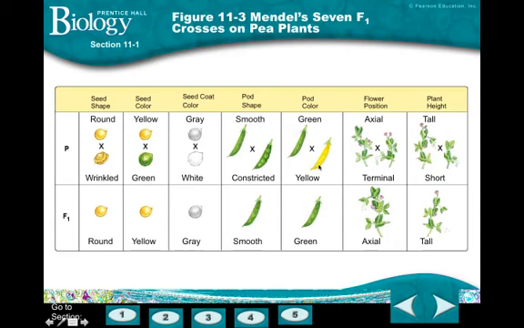Have you ever had green and yellow beans? Yum. Okay, I'm getting hungry right now. It's only second hour.